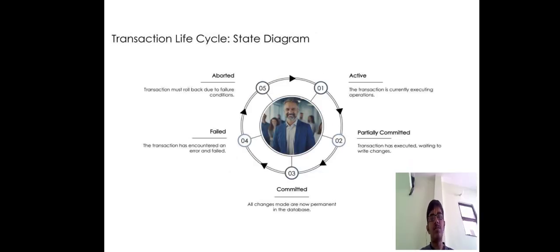see what is the transaction life cycle and state diagram. Basically, we have assumed one person, and what activities can be done during the transaction. We can abort the transaction, which rolls back due to some failure, which has a backup. So it comes to the previous place. Also, if the transaction encounters an error and fails, or it commits all changes to be permanent in the database, there are the partially committed and active states.